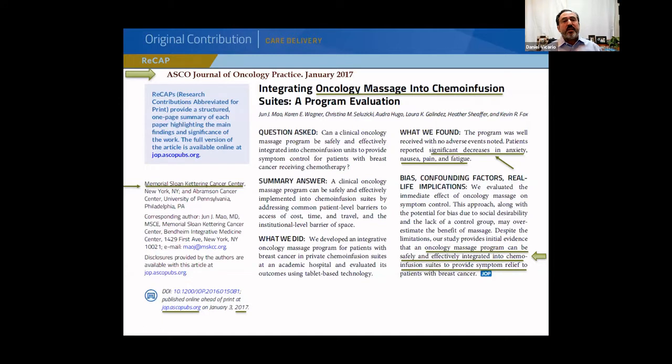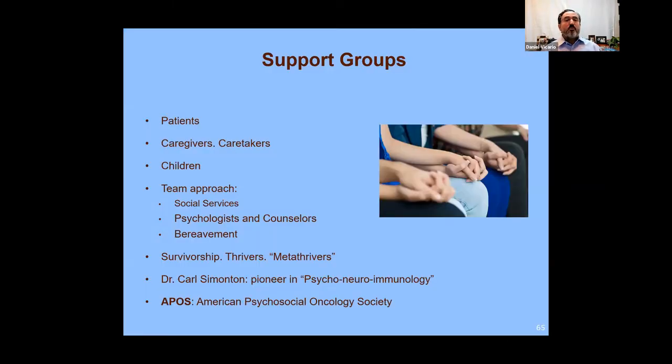So here's from the ASCO journal, January 2017, massage in the chemotherapy infusion room at Memorial Sloan Kettering, and how this can be safely and effectively integrated into chemo infusion to provide symptom relief. Again, it would be great if you use all these slides for some of your presentations, because these are all from the Bible of oncologists. Support groups are very important: patients, caregivers, children. It's all a team approach.